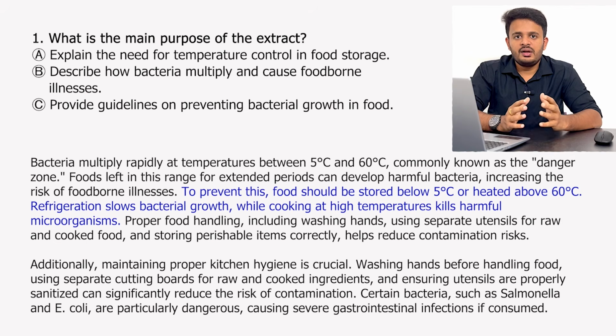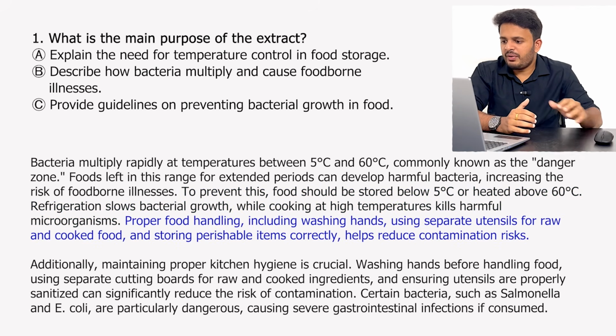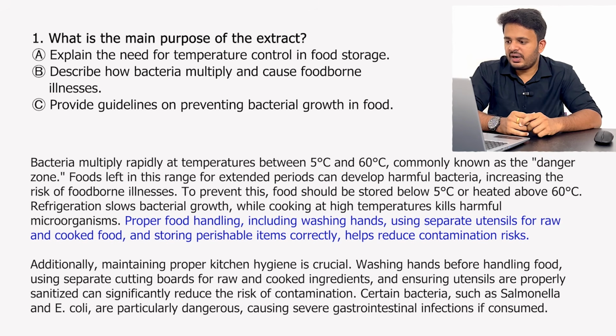And how to do that? You can do that either by killing bacteria by raising the temperature to more than 60 degrees Celsius or refrigerating the food below 5 degrees Celsius. I hope that's clear. Let's move to the next part. Proper food handling, including washing hands, using separate utensils for raw and cooked food, and storing perishable items correctly helps reduce contamination risk. This sentence also conveys how to avoid food contamination. You can see the methods. It includes washing hands, using separate utensils, and storing perishable items correctly.